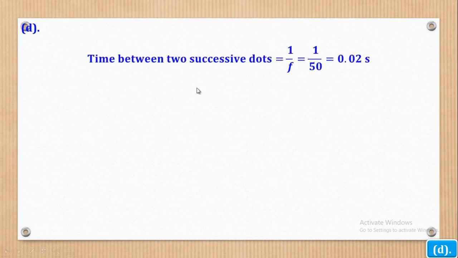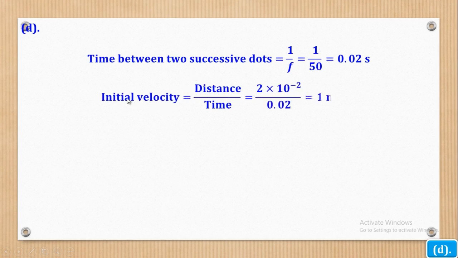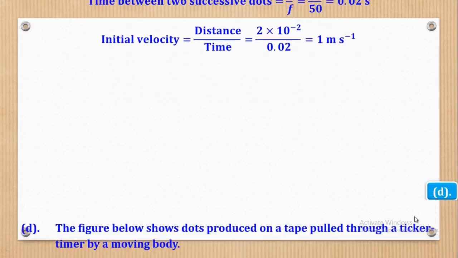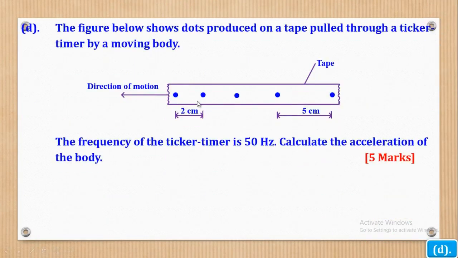So the time between two successive dots is equal to 1 over f, where f is frequency, that is 1 over 50. Therefore the time is 0.02 seconds. The initial velocity is equal to distance over time. Now the distance between two successive dots initially is 2 centimeters, and the time is 0.02.